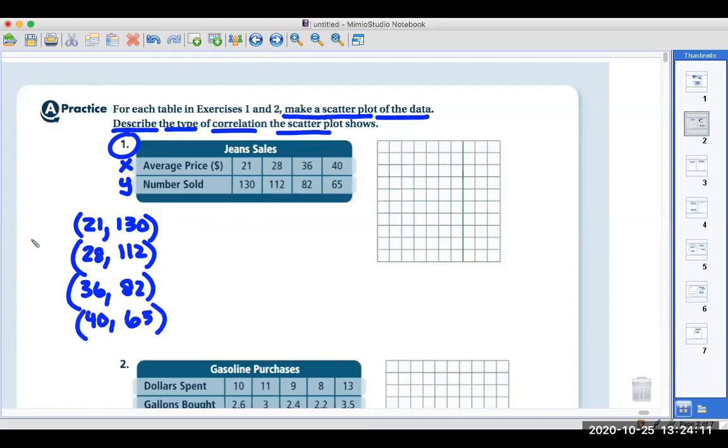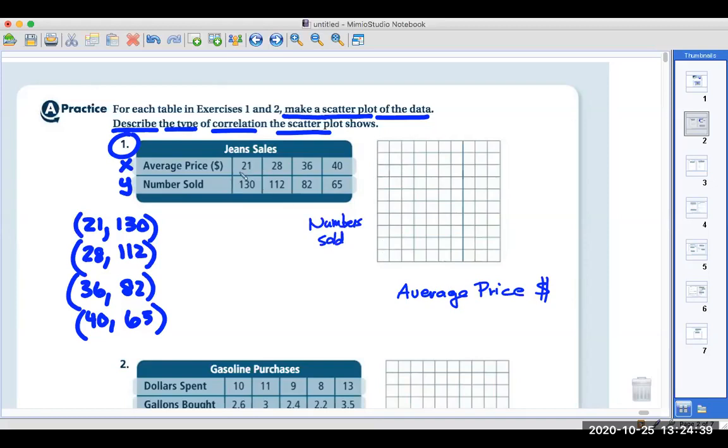What your job is, and that's probably the hardest part, is finding out what the number line looks like. On the bottom, I have average price. I want you to make sure you label your X and Y axis with what's going on. What is the item? What is the quantity? And then the y-axis is the number of items sold. Make room for your numbers here.